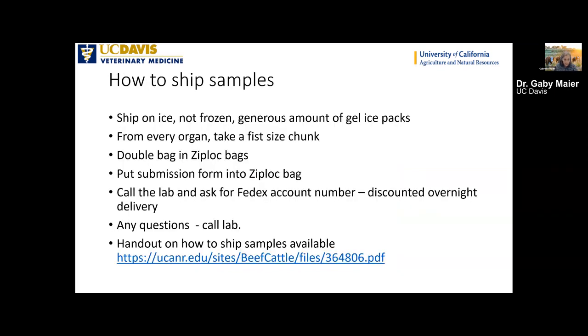So when you send these samples in, the faster the better, the fresher the better. You want to ship it on ice, not frozen, because freezing can destroy the tissue. If you freeze something and then it thaws, it can destroy some of the tissue structure, so it could be difficult to look at them under the microscope. And you want to add a generous amount of these gel ice packs. Not just one, you really want to pack in as much as possible to make sure everything stays nice and cold.